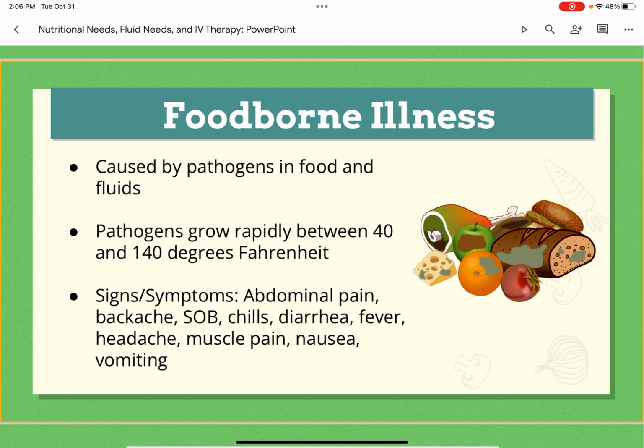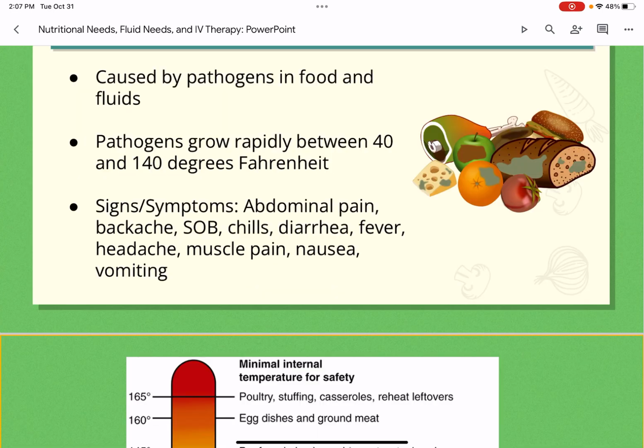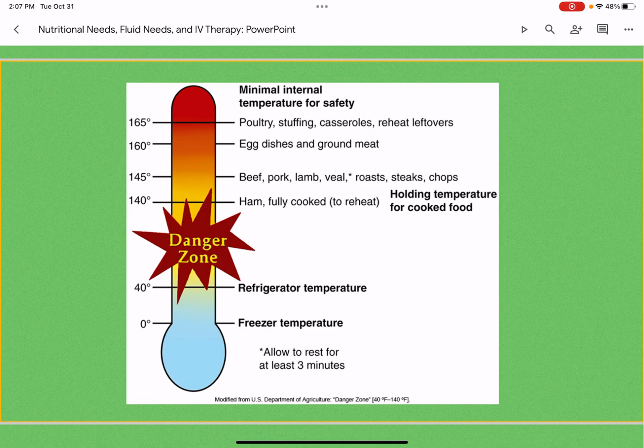It's important to clean things by washing hands, utensils, and countertops often. You want to separate to avoid cross-contamination. Do not let raw meat, poultry, or their juices touch other foods that will not be cooked. It's important to cook food to a safe internal temperature and refrigerate or freeze food within 2 hours. And this picture just shows the minimum internal temperature for food safety depending on what's being cooked.